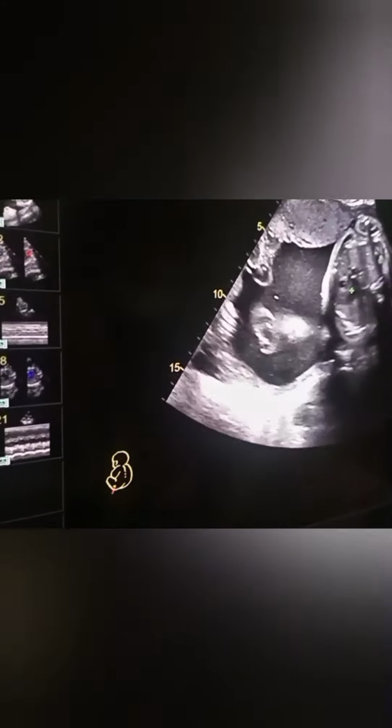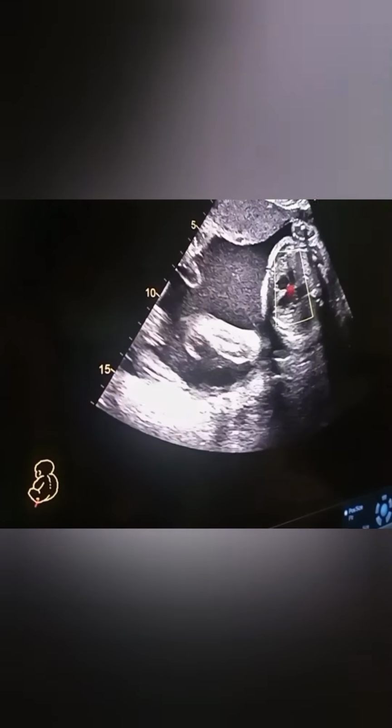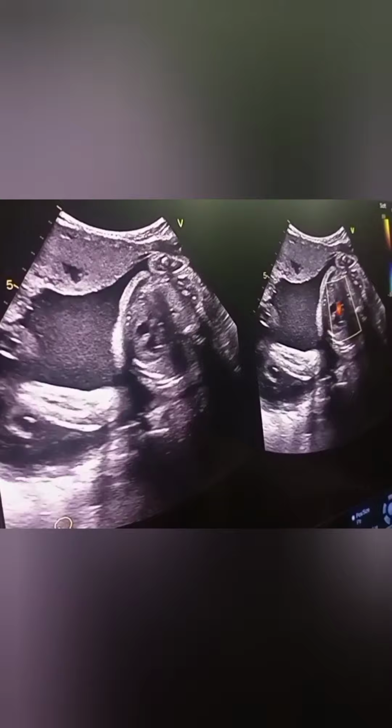This is the LVOT 5 chamber view committed to the LV. On the color Doppler we can see no turbulence across, no stenosis, no regurgitation as well, and the septum is also intact here.